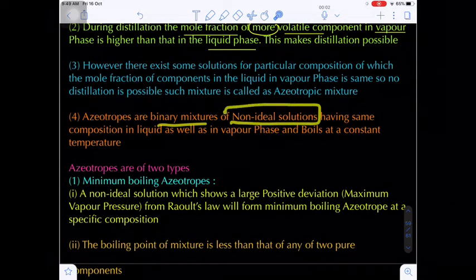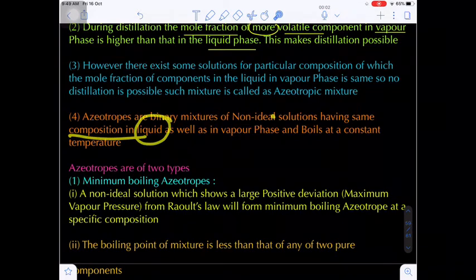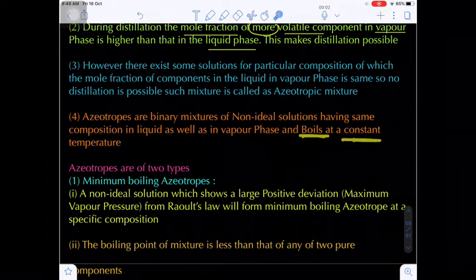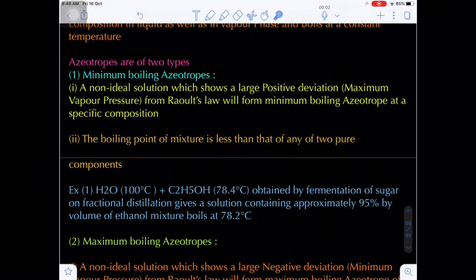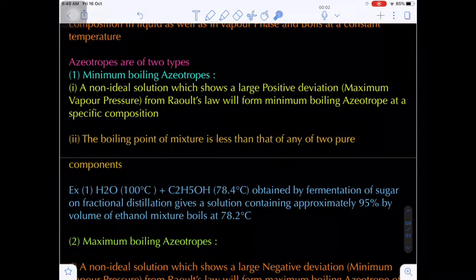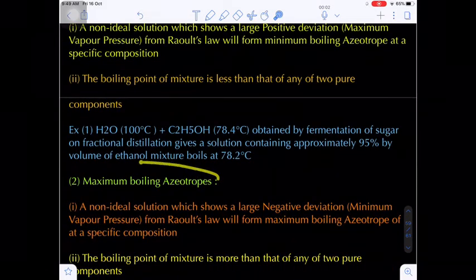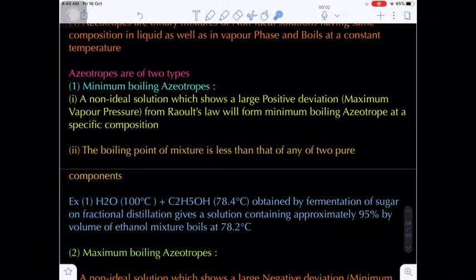Azeotropic mixtures are binary solutions of non-ideal solutions having the same composition in the liquid as well as in the vapor phase. Are you getting my point? That means they boil at a constant temperature. Now there are two different types of azeotropic mixtures. Number one, minimum boiling azeotropy. Number two, maximum boiling azeotropy.